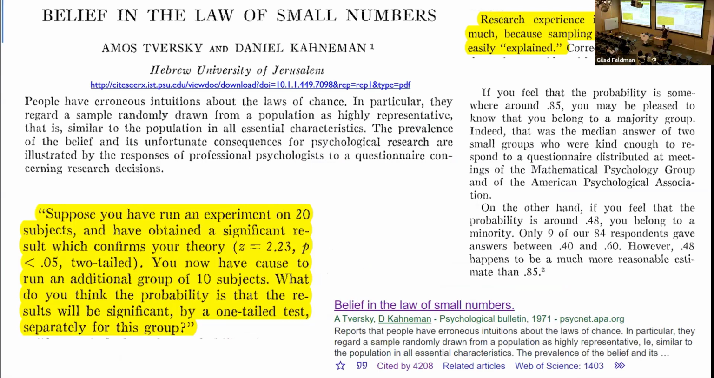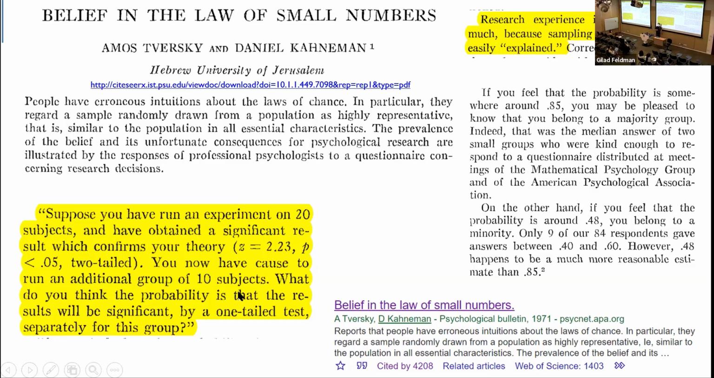What did they do over there? This is what they did. This is like the opening sentence of that article. Suppose you have run an experiment on 20 subjects and have obtained a significant result which confirms your theory with a p-value lower than 0.05. You now have cause to run an additional group of 10 subjects.